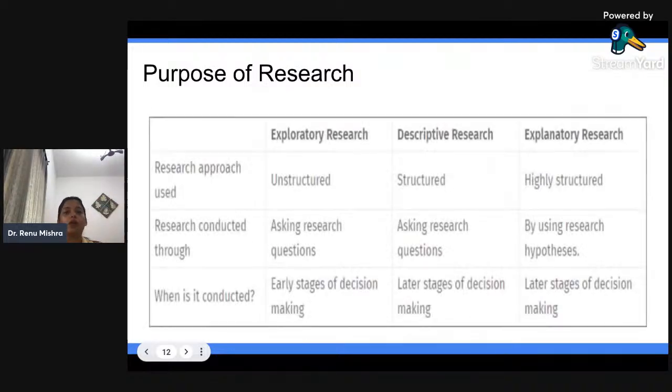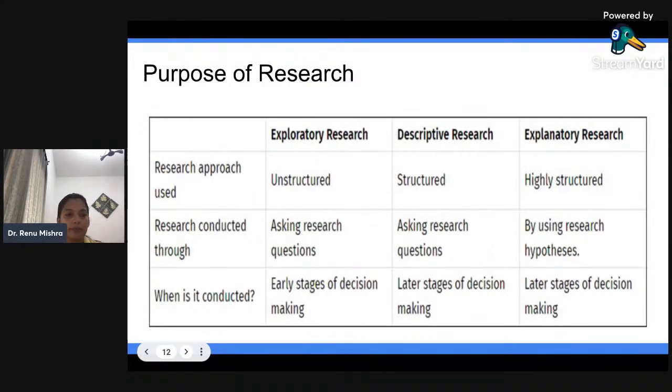Okay, now this is the basic understanding of all the three kinds of research which we have discussed. When you are using exploratory research, probably the research approach is unstructured, and with descriptive and explanatory, it goes from unstructured to structured to highly structured. This is the pattern they follow. When you are exploring something, obviously you want in-depth, detailed information, so it is usually conducted through asking research questions.